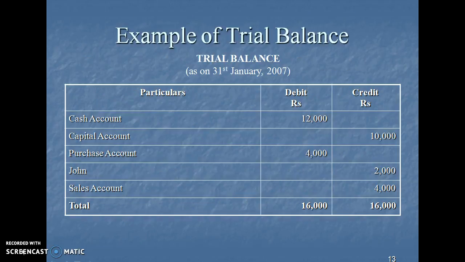Cash account, debit side. Capital account, credit side. Purchase, again debit. John's account, because it will be a credit balance, credit side. Sales, again it is a credit balance.